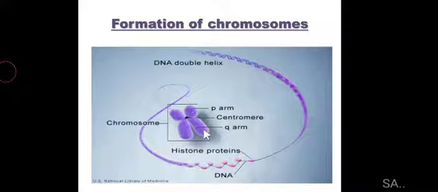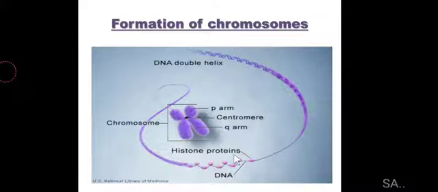Now if you look at the composition of chromosomes, they are composed of DNA, histone proteins, and also RNA. Here you can see that DNA is in turn composed of deoxyribose sugar, nitrogenous bases like adenine, guanine, cytosine, thymine, and besides this, phosphoric acid. This gives the property of acidic nature to DNA. On the other hand, histone proteins are basic in nature.